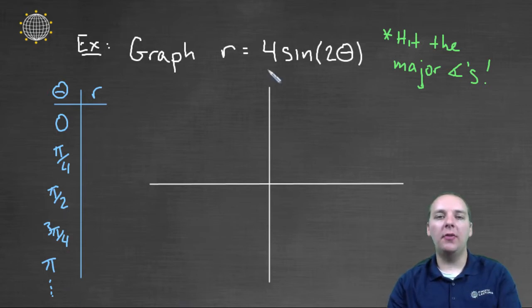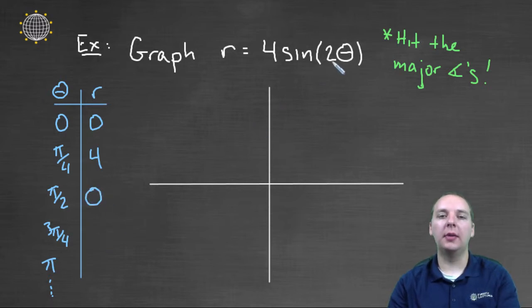All right, let's find the r values that go with these thetas. If theta is 0, sine of 0 is 0. 0 times 4 is 0. Plug in a pi over 4. Pi over 4 times 2 is pi over 2. So I'm taking sine of a major angle, pi over 2, which is 1. 1 times 4 is 4. Plug in a pi over 2 times 2 makes pi. Sine of pi is 0. Plug in a 3 pi over 4 times 2 makes 3 pi over 2. Sine of that gives you -1. So we would get -4. And then plug in a pi, sine of 2 pi makes 0.